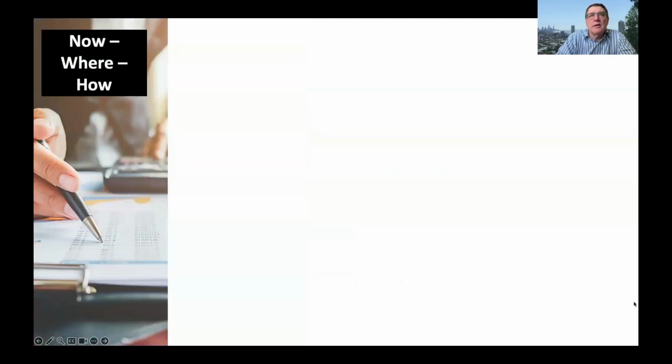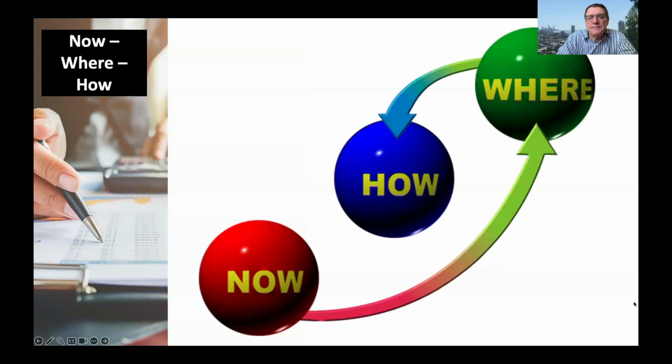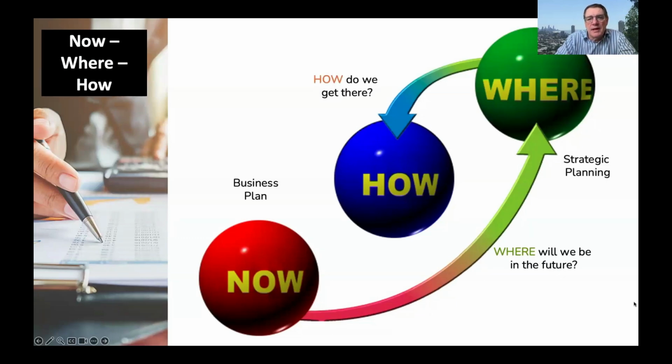Okay. So let's get into some concepts. First one is now, where, how. It's a really simple concept. It's the backbone of all good problem solving and planning systems. Basically, where are we now, where do we want to be in the future, and how are we going to get there. And why it's important is because most people don't spend much time thinking about the where, right? Where do you want to be and what do you want to achieve and what are the outcomes? We spend a lot of time worrying about the now and fixing problems in the now.